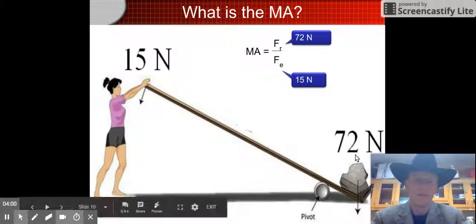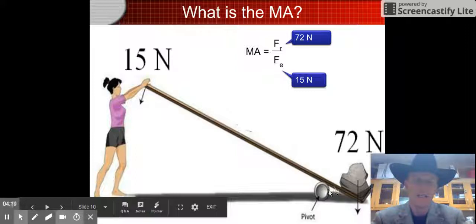Another example could be this one, using a lever. This lever is used to pick up the 72 newton weight. Levers have a pivot point, or a point of rotation, a point of the axis. It's called a fulcrum. And this lady is pushing down with 15 newtons and lifting up a 72 newton rock.